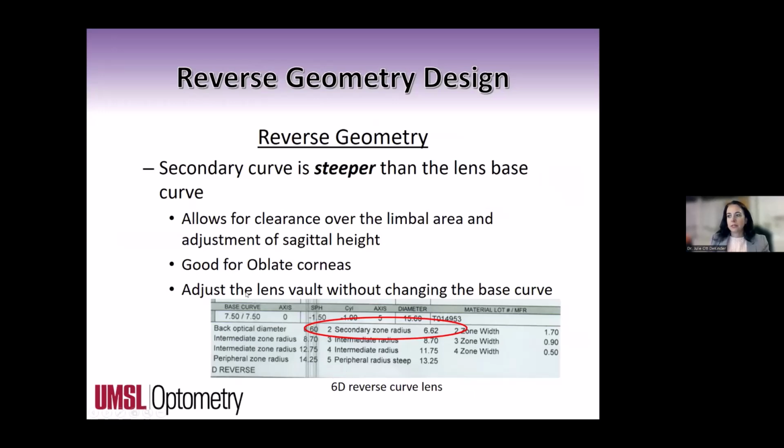This lens happens to be 6 diopters of reverse because it's a 7.5 base curve, and then that secondary curve is a 6.2. And then you can see if you go to that next curve, it flattens way out to an 8.7.